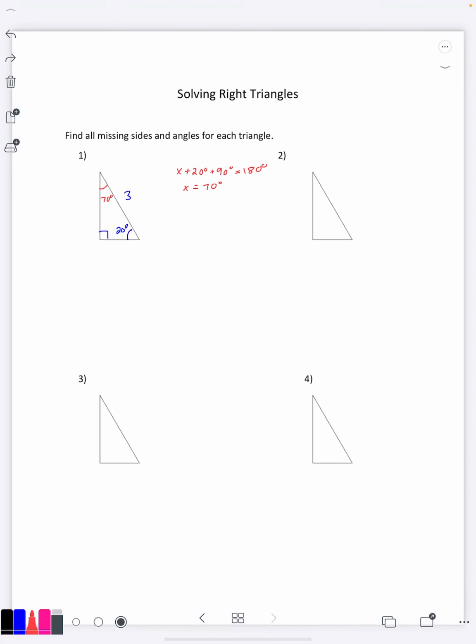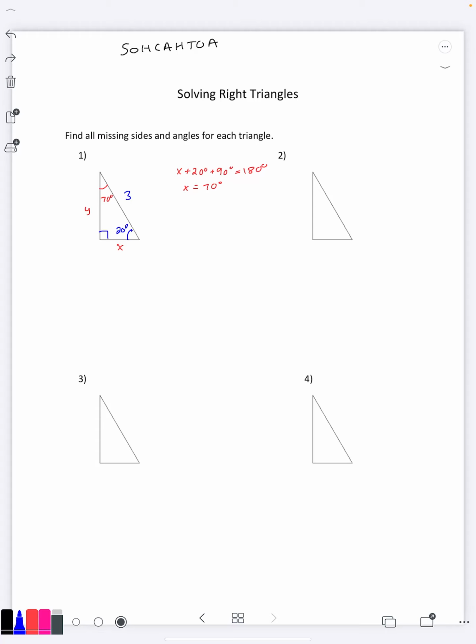Now our job is to find the other missing sides. I'm going to go ahead and call them x and y here. It doesn't really matter what letters you use. And we're going to go ahead and use SOHCAHTOA to help us get the answer. So if you remember what SOHCAHTOA was, SOHCAHTOA.